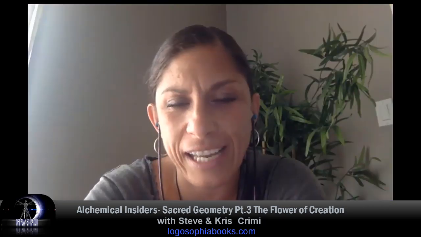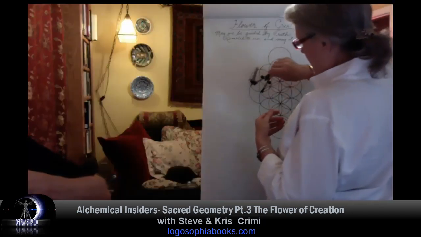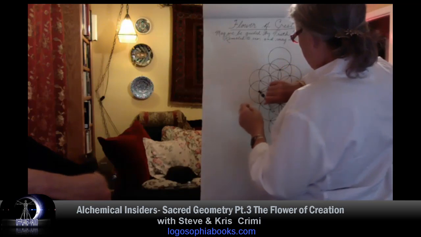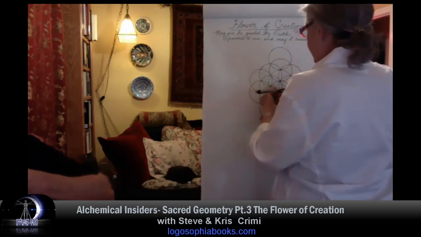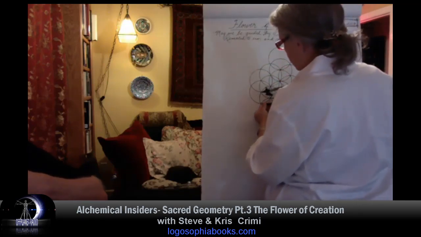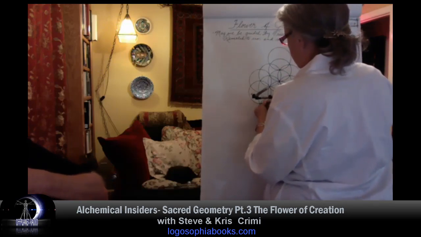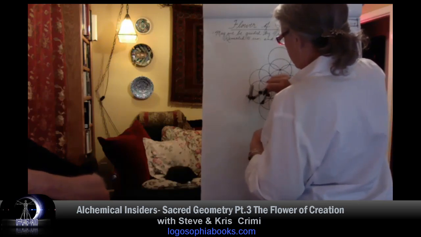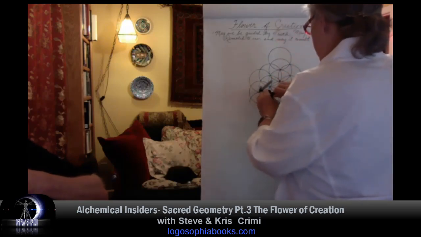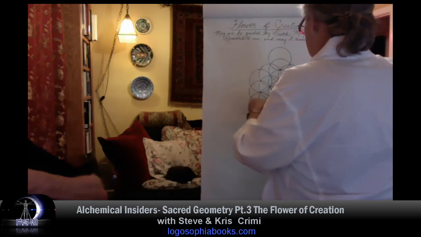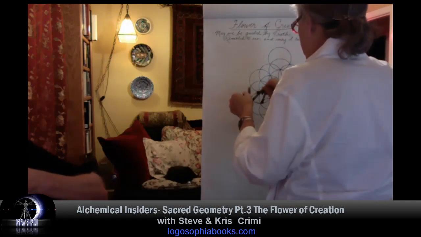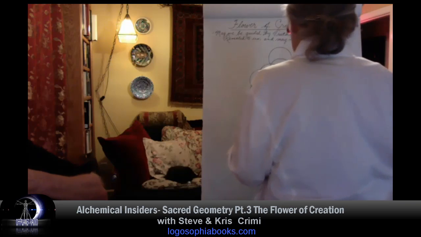Because you're also standing up. Yes, and you're working on an easel. If people are working on a table, it's going to be a lot easier. They'll be more focused. And this is going to give you a total of 19 circles. And 19 is another one of those numbers that sacred geometers like. It's like a corrective, isn't it?